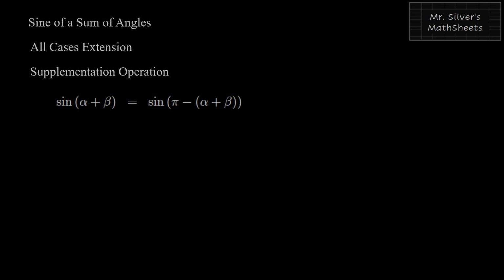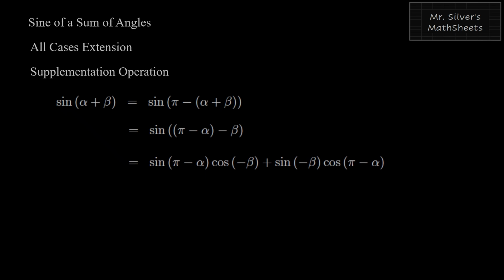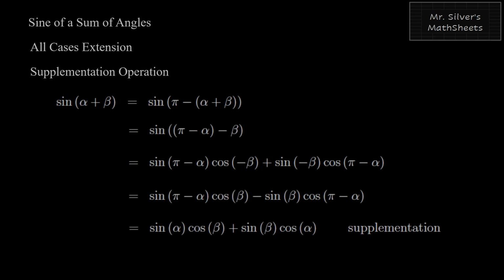Supplemental operation, we're going to use the rule that sine of alpha plus beta is the same as sine of pi minus alpha plus beta quantity. We'll split that up into 2 pieces. We'll apply our rule, and then when we go through all the math, once again, everything nicely combines to give us exactly the rule that we wanted.